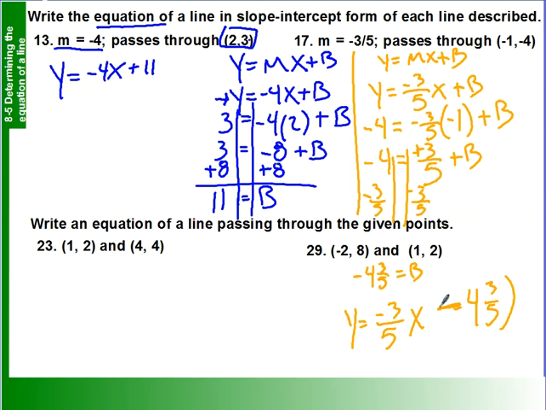All right. Are there questions on how to find the equation of a line in slope-intercept form when you have the slope and a point that it passes through?